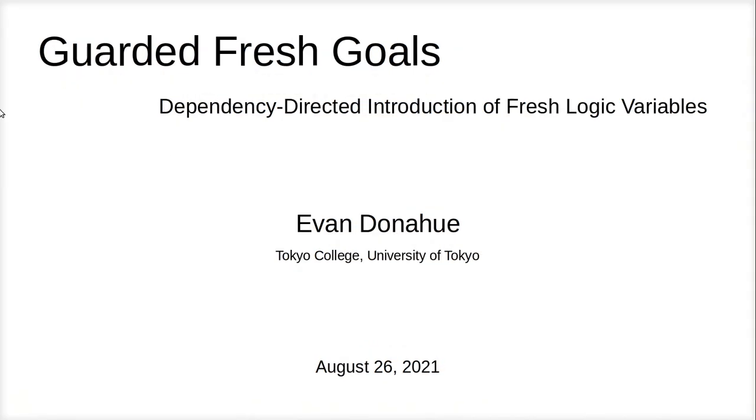My name is Evan Donahue. I'm currently a researcher at the University of Tokyo, and I'm going to talk today about guarded fresh goals, which are a form I added to a Smalltalk implementation of miniKanren to make explicit some of the dependencies between relations and use those dependencies to prioritize the search.